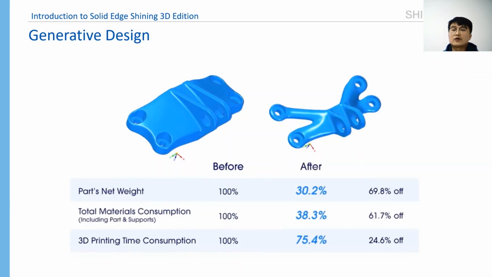Here is the comparison for the generative design. Before generative design, you can see here we compare the part's weight, the material consumption, and the time consumption. After the generative design, it saves around 70% of the weight, saves around 60% of the material, and saves a print time of around 25%.